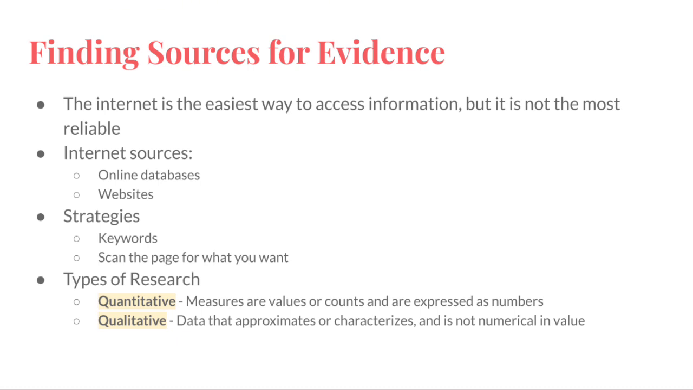On the other hand, qualitative data is data that approximates or characterizes and is not numerical in value. We can see this with the word quality in qualitative. There is quality explanation and reasoning in qualitative evidence rather than basing these sources off of numbers. So qualitative evidence could be dogs are better than cats because dogs are more playful and like to hang out, therefore boosting your mental health and making you go on walks with them, therefore increasing your physical health as well.